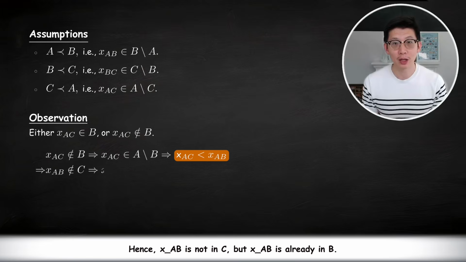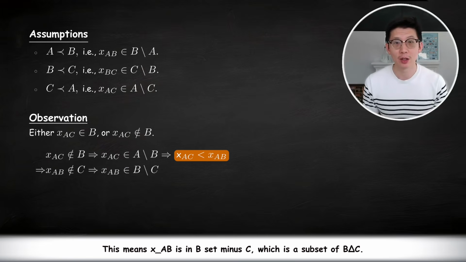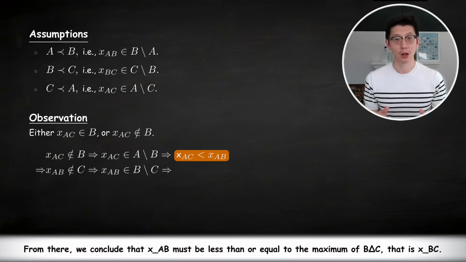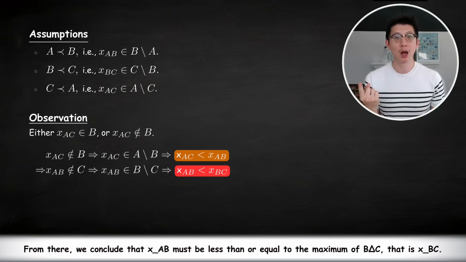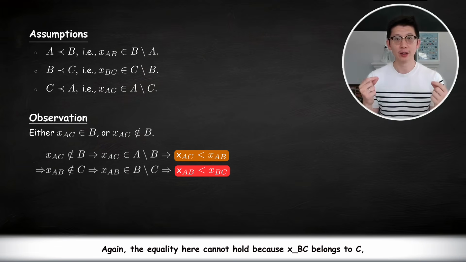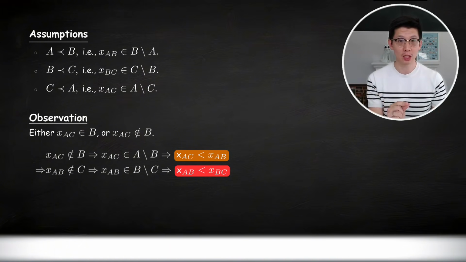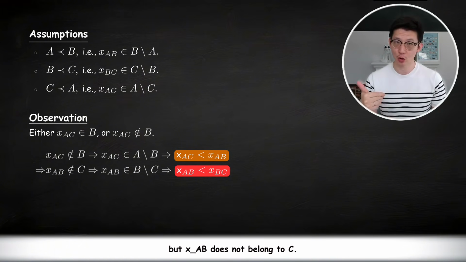But XAB is already in B. This means XAB is in B set minus C, which is a subset of B delta C. From there, we conclude that XAB must be less than or equal to the maximum of B delta C, that is, XBC. Again, the equality here cannot hold because XBC belongs to C, but XAB does not belong to C.